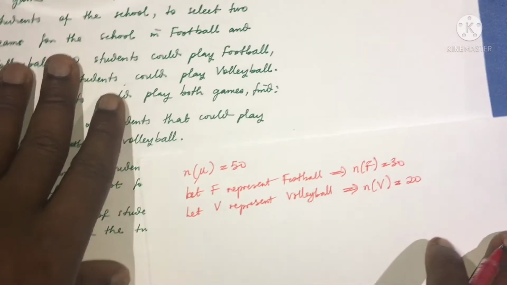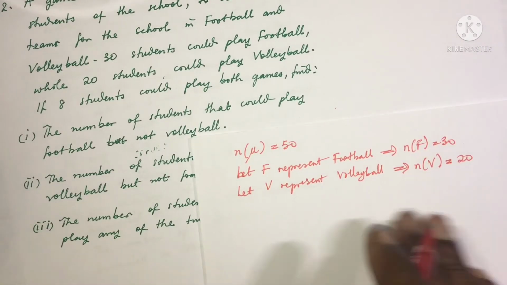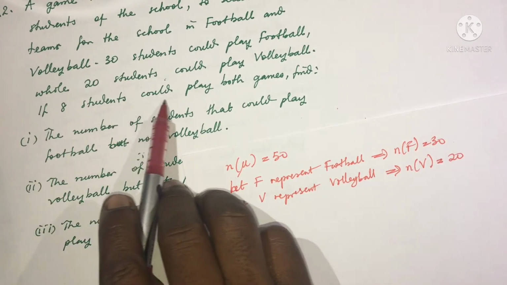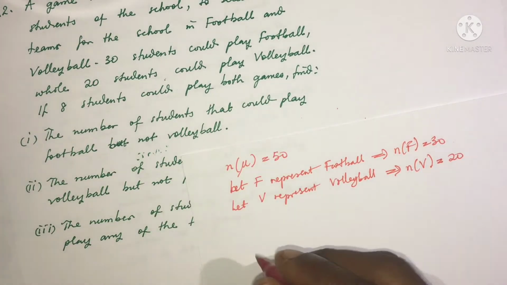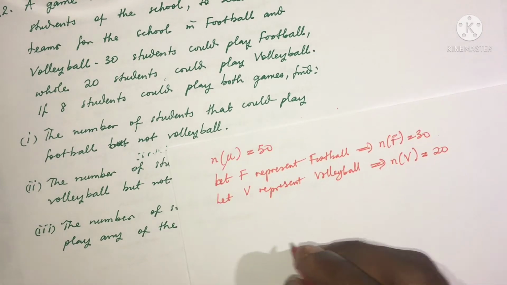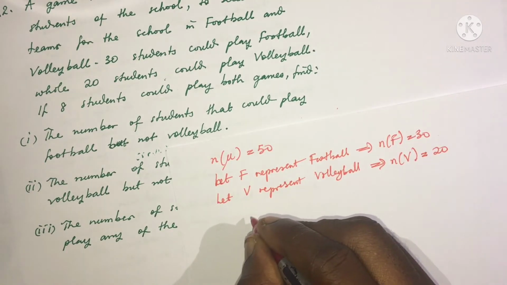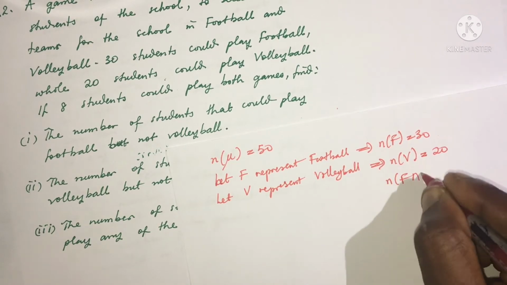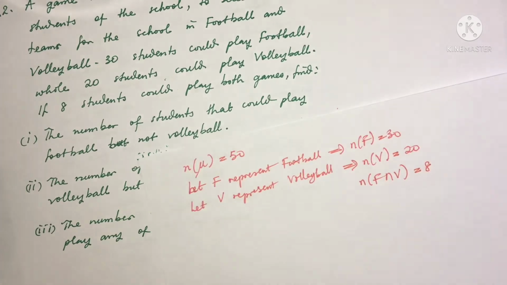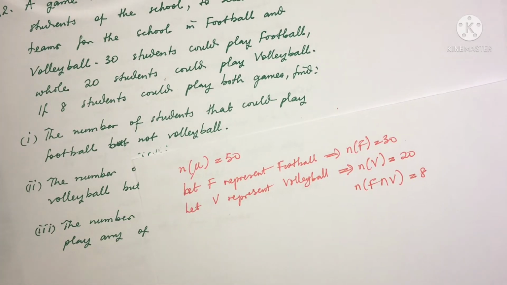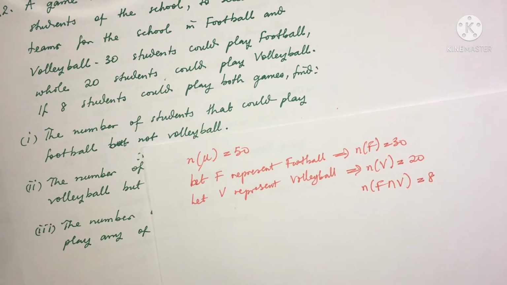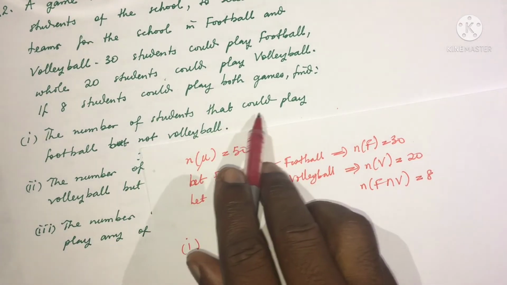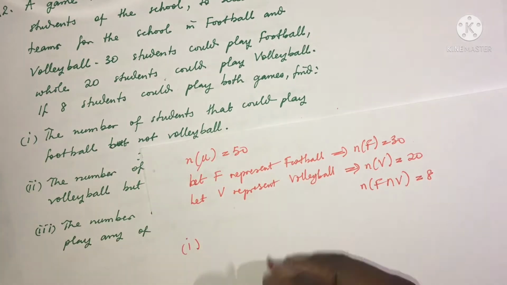Okay, so now the next thing we would go to is the last statement. If 8 students could play both games, let's see what that means. So if 8 students could play both games, then it means we have been given N of F intersection V, and that will be 8. Okay, now let's see, what are we asked to find? Number one, we are asked to find the number of students that could play football but not volleyball.